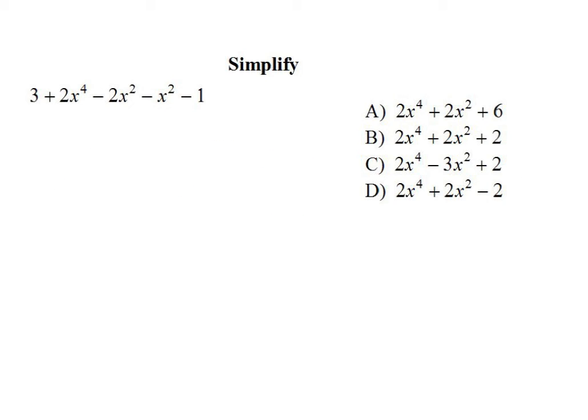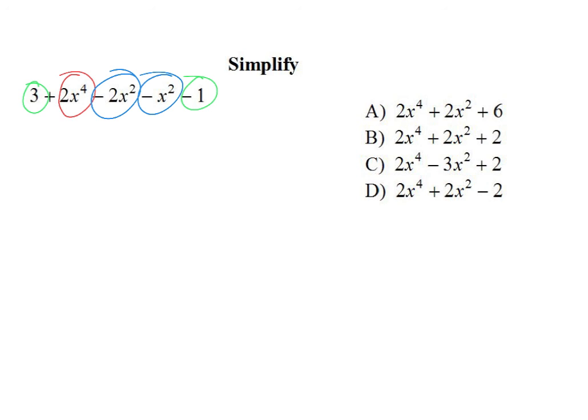Now you try. Simplify your answer by combining like terms and then writing your answer in standard form. So we want to have our 2x to the fourth. And then we have negative 2x and negative x squared. And then we have negative 1 and 3.